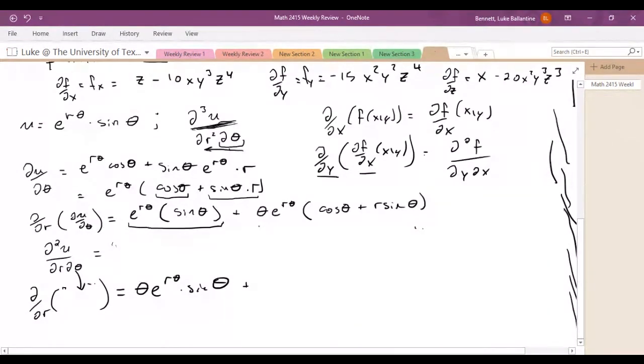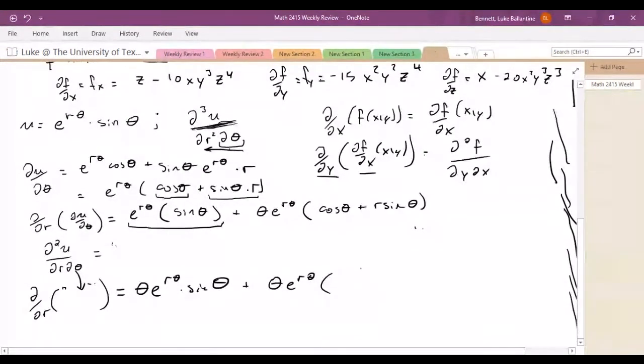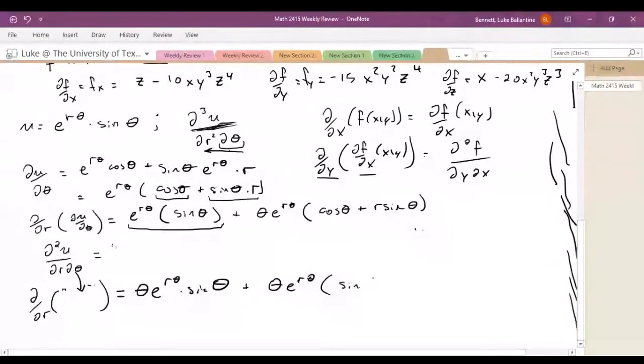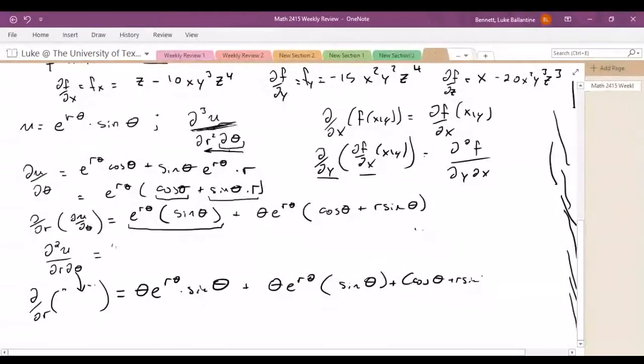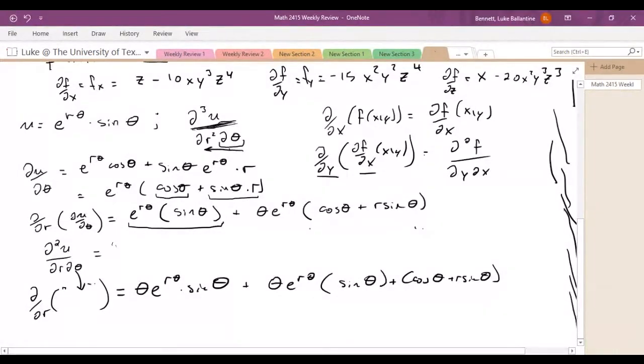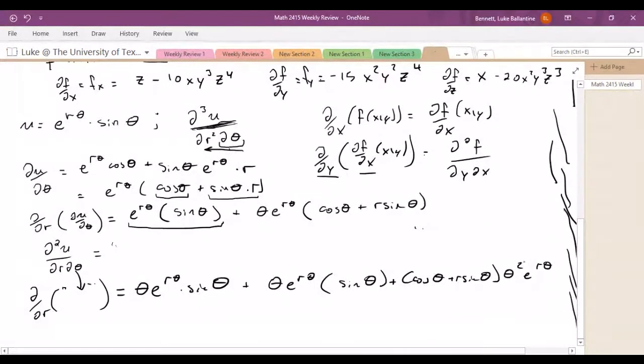And so we would get, with respect to r, the first times the derivative of the second, plus the second times the derivative of the first with respect to r, which will be theta squared e to the r theta.